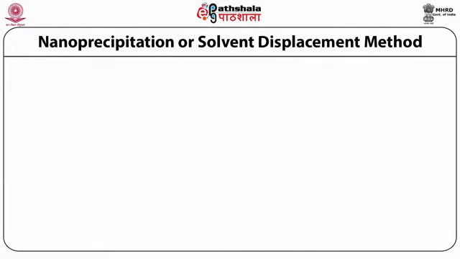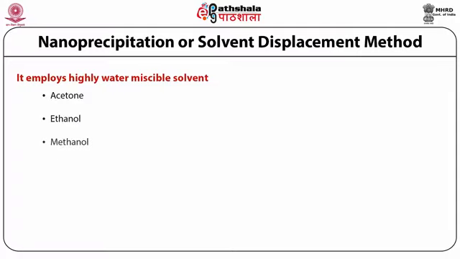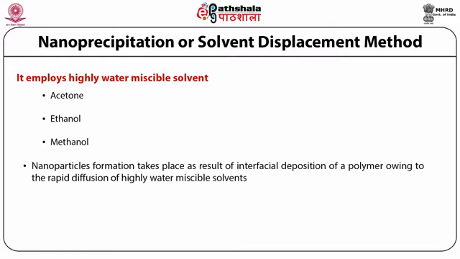Students, now let us see another method for preparation of nanoparticles, that is nanoprecipitation or the solvent displacement method. This method also comes under the heading of the top-down approach. The main characteristic of this method is that it employs highly water miscible solvent like acetone, ethanol or methanol. Nanoparticle formation takes place as a result of interfacial deposition of a polymer owing to the rapid diffusion of highly water miscible solvents.